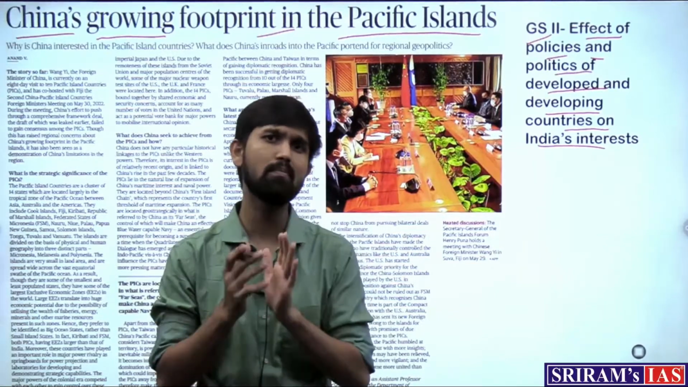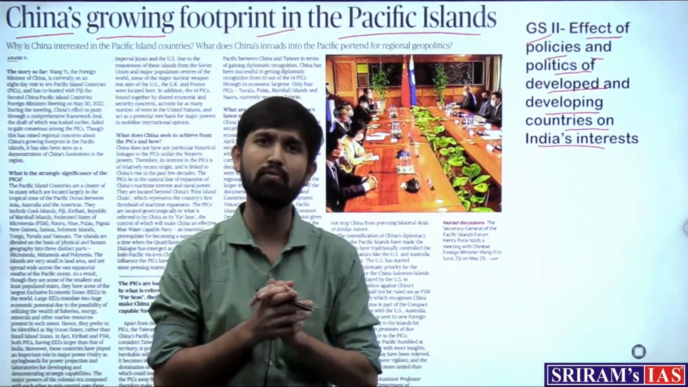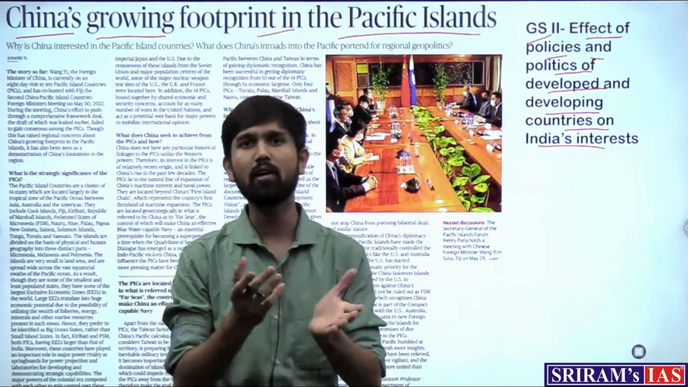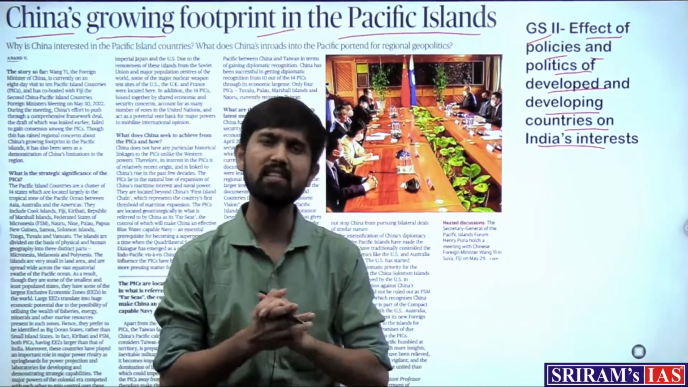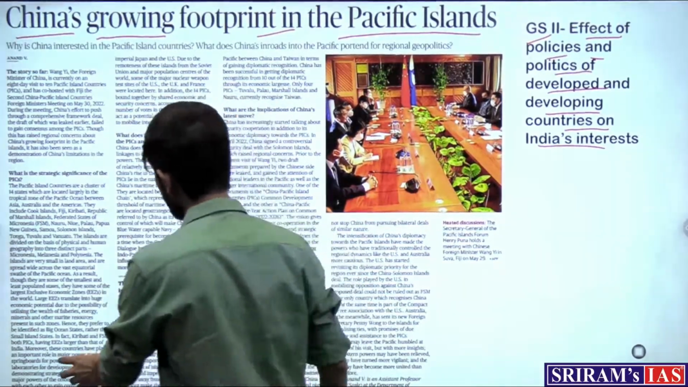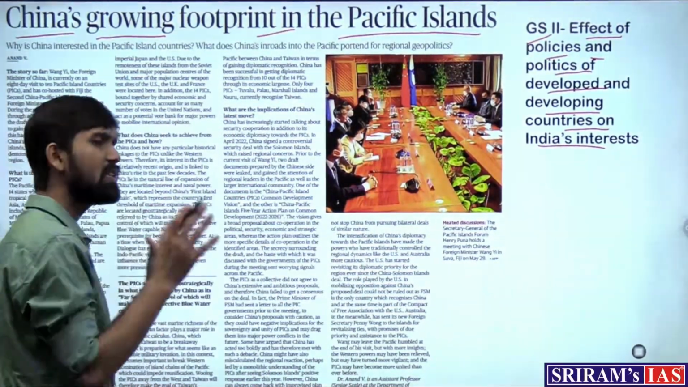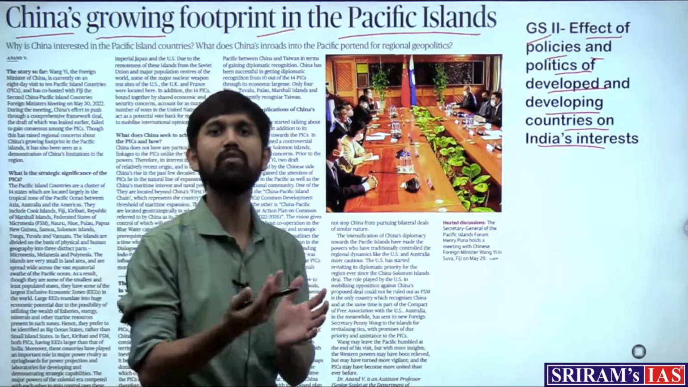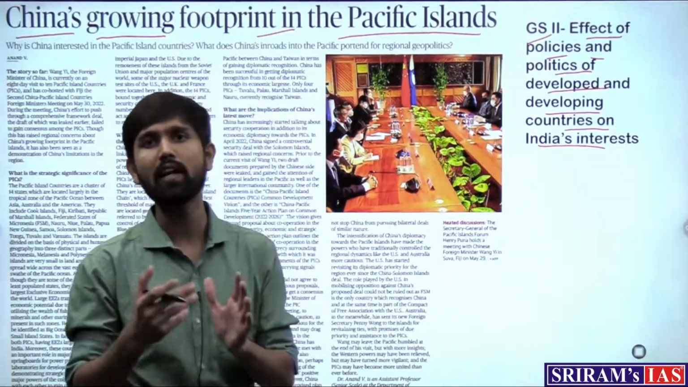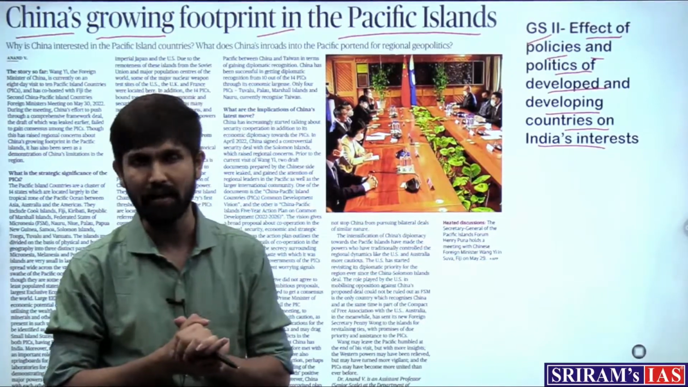It also becomes important for us from the UPSC point of view in respect of mapping, where we need to be aware of what these countries are and where they are situated from the mapping perspective. So let's try to understand first what the Pacific Island countries are, and then we'll get into China's activities and plans as to what it wants to do with these Pacific Island countries.